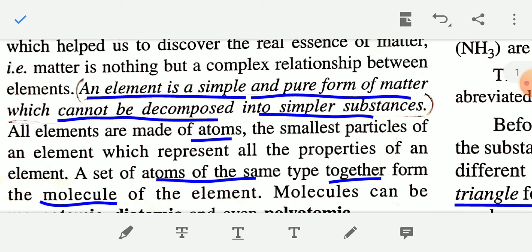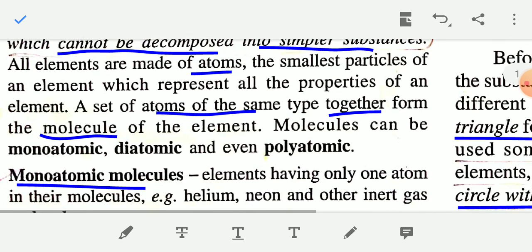Okay, so all elements are made up of atoms. Atoms are the smallest particles of an element, which represent all the properties of an element. And when atoms combine, they form a molecule. When atoms combine, they form a molecule.